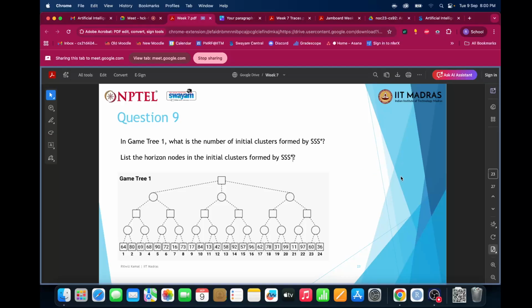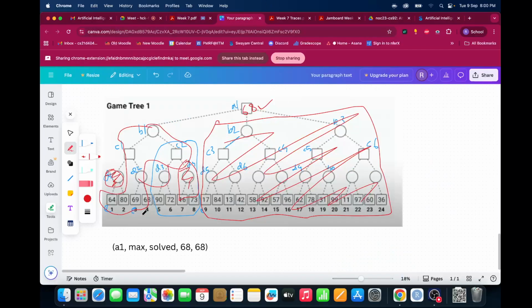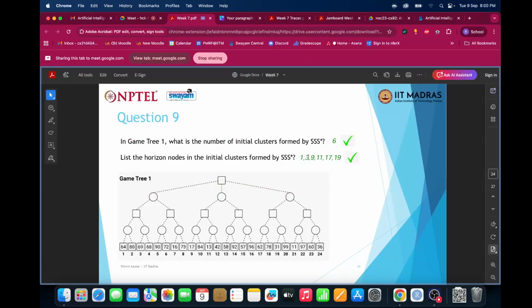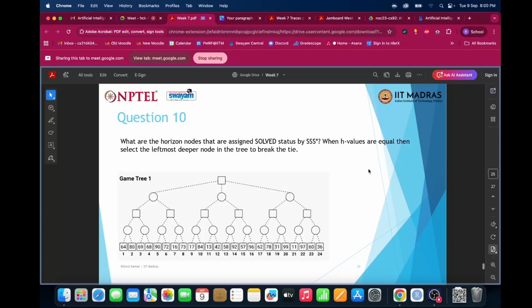Excuse me, sir. Yeah, just a minute, let me complete this question. The question asked what is the number of initial clusters found by SSS star. We just saw that there were 6 of them, right? E1, E3, E9, E11, E17 and E19. So that was the question.